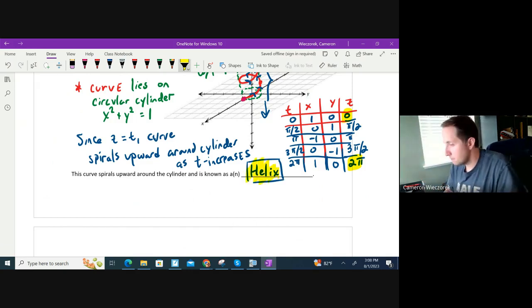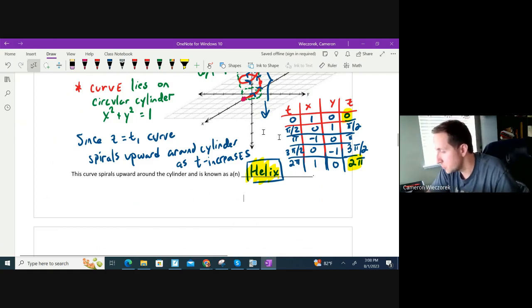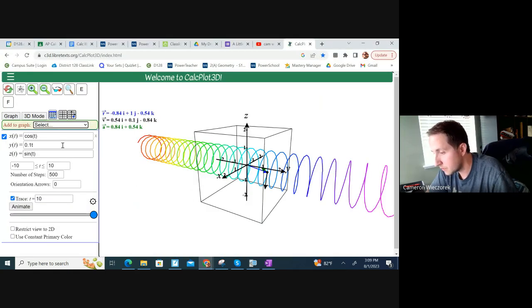It's going to be one of the most popular examples that we come back to as we learn more concepts. We're going to use this helix and look at many different features of it throughout the semester and specifically throughout this chapter. Okay. On Calc-Plot3D, let's take a look at it here real quick.